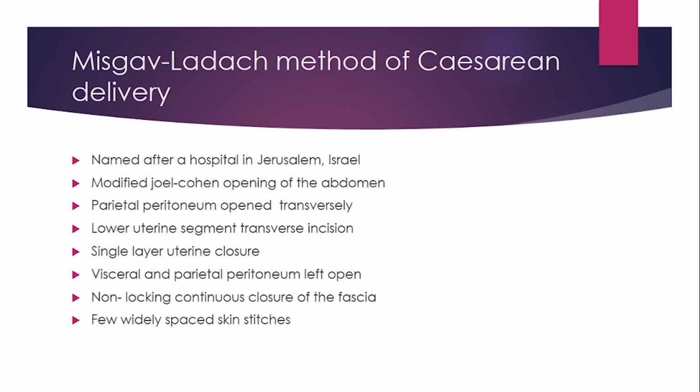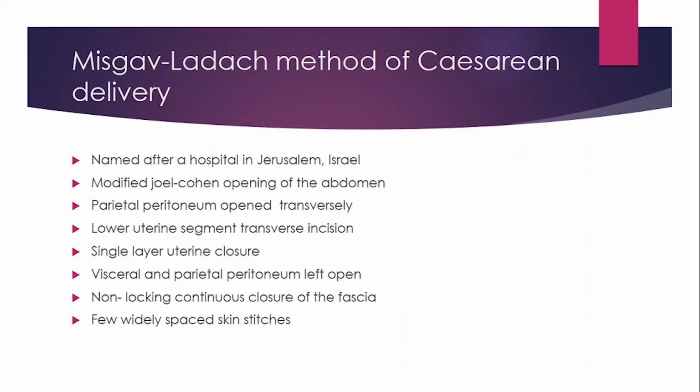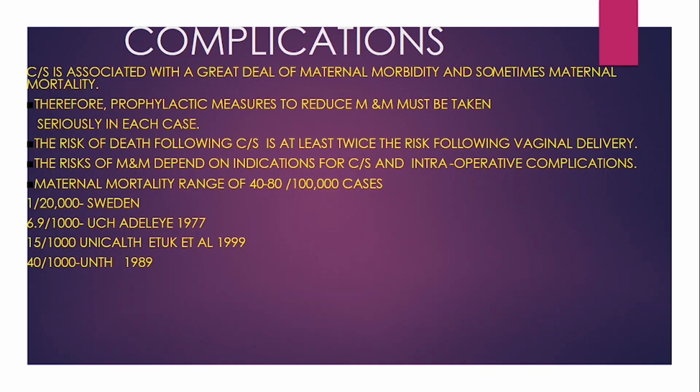So I mentioned that we're going to talk about the Misgav Ladach method of cesarean delivery. And of course, Misgav Ladach is named after a hospital in Jerusalem, Israel. And the skin incision used is actually Joel-Cohen in opening the abdomen. Then the parietal peritoneum is opened transversely. Lower uterine segment transverse incision is employed. Then single layer uterine closure. Viscera and parietal peritoneum are left open. Then a non-locking continuous closure of the fascia. Then few widely spaced skin stitches.